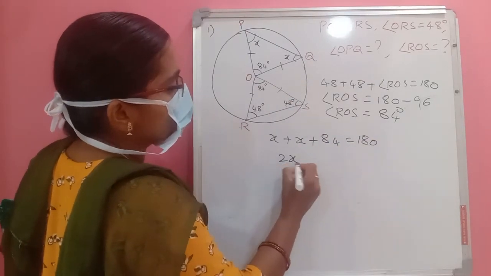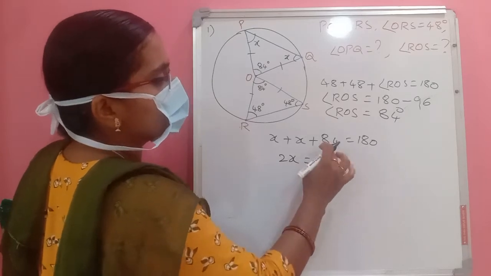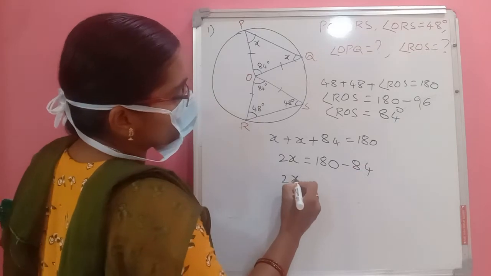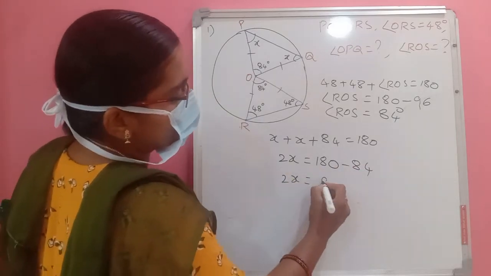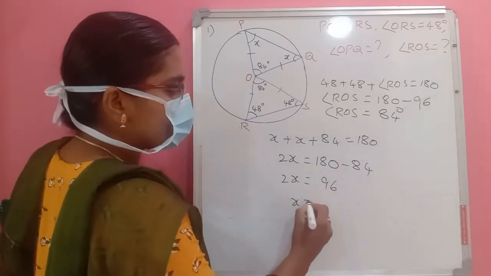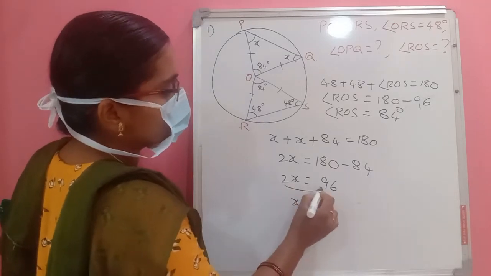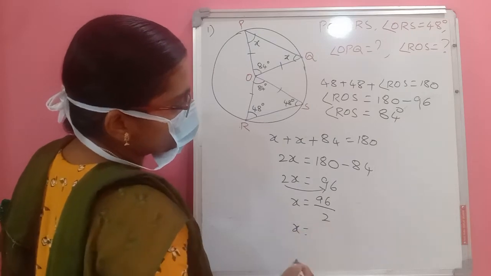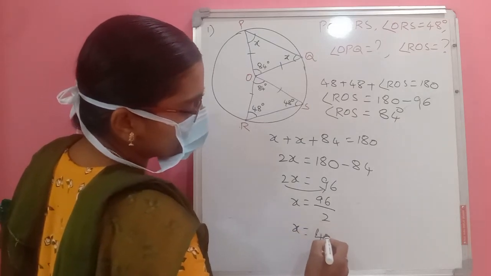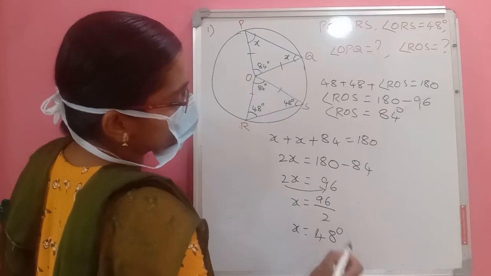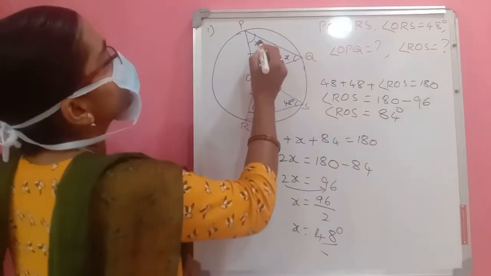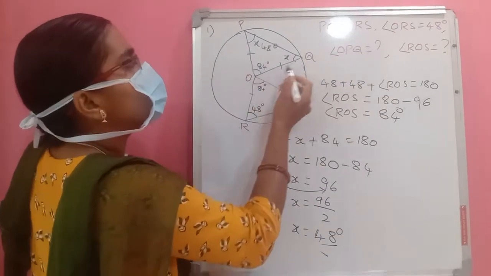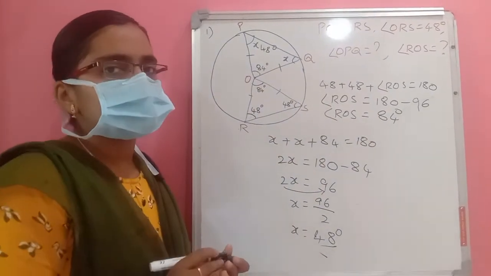X plus X, 2X is equal to 180. If you transpose this 84 to that side, it becomes minus 84. So 180 minus 84 means 96. So 2X is equal to 96. If you transpose this 2 to this side, it becomes divided by 2. So 96 by 2 is equal to 48 degrees. So X is equal to 48. Means angle OPQ is 48 and angle OQP is also 48 degrees.